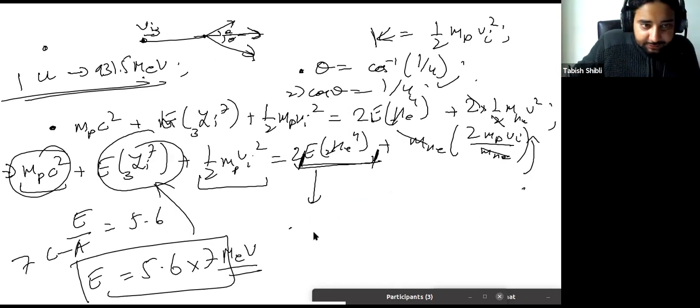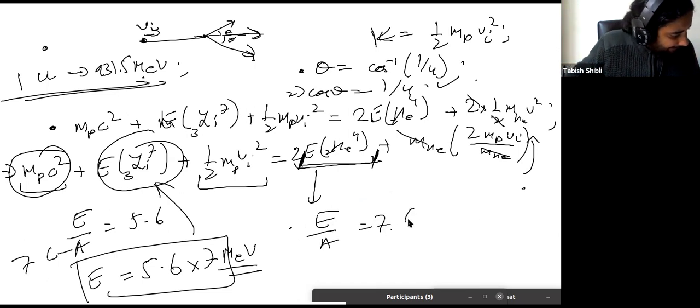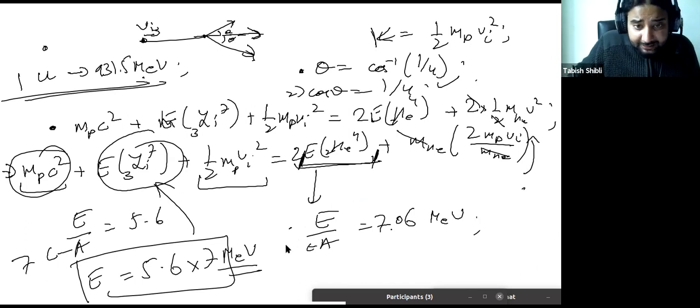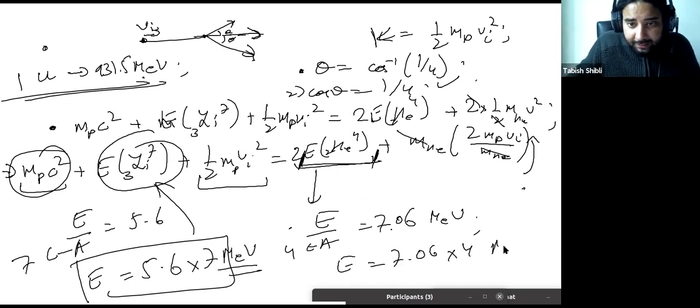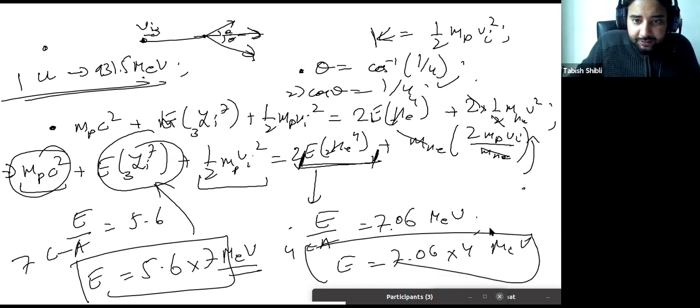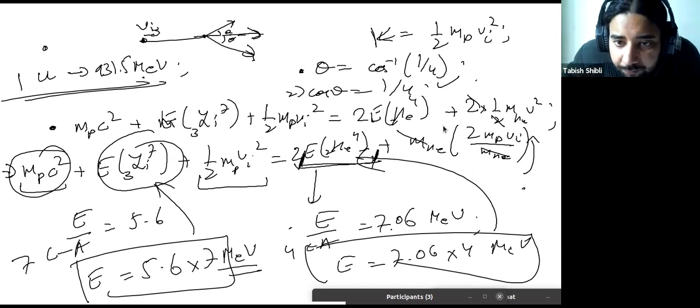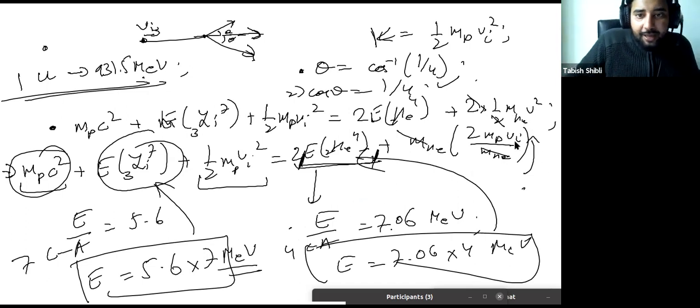Again, the binding energy E by A is just equal to 7.06 mega electron volt, and A is just given to you to be 4. So the total binding energy should be 7.06 into 4 mega electron volt. Substitute that in here, multiply that by 2, and the remaining twice of m_p v_i squared.